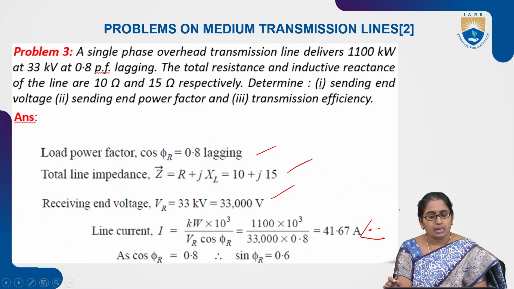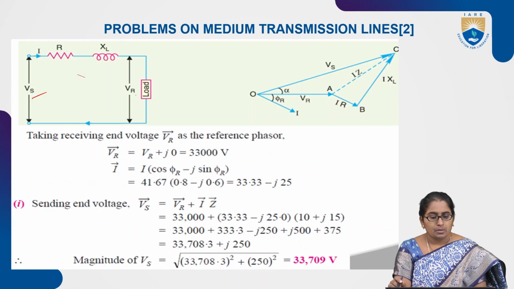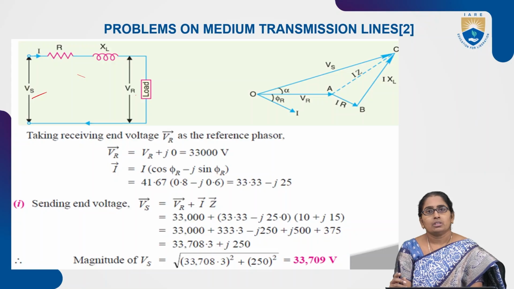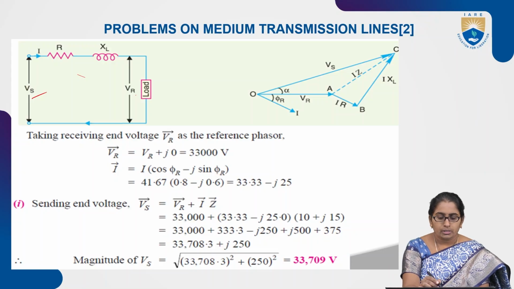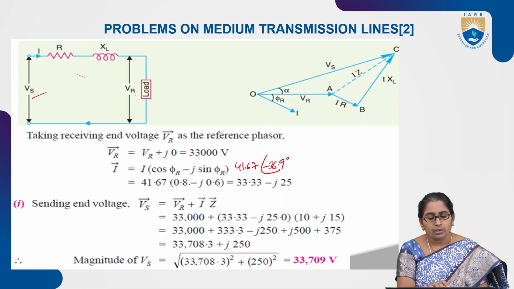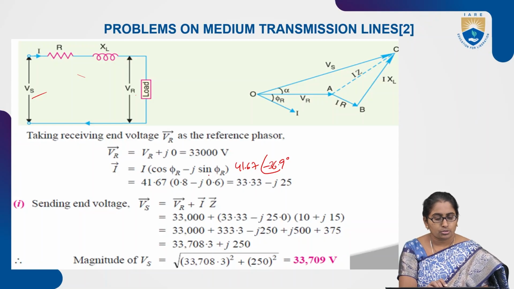So first bit, calculating sending end voltage. VR is reference. So IR is what? As we already know, that is 41.67 at an angle of minus 36.9 degrees. If we write it down in rectangular form, this is the value: 33.33 minus j25. In terms of cosine and sine, you can also show it.